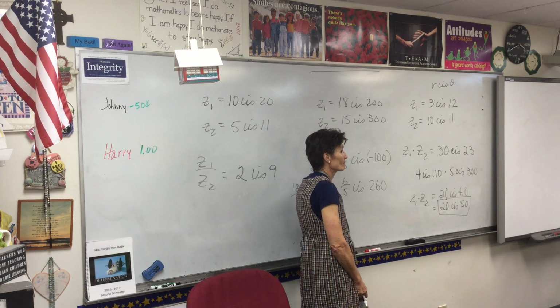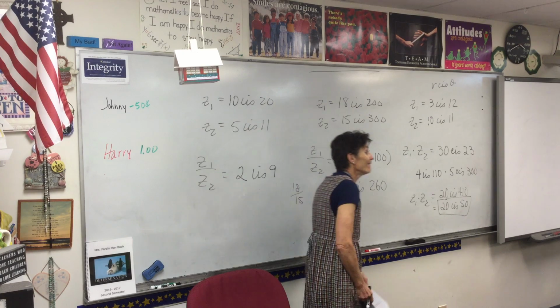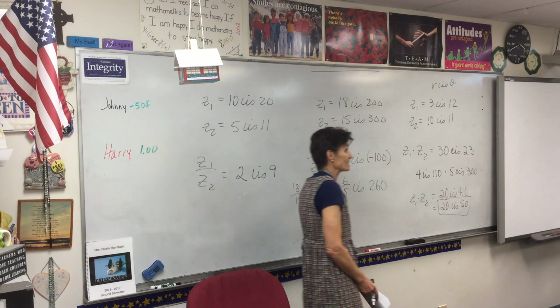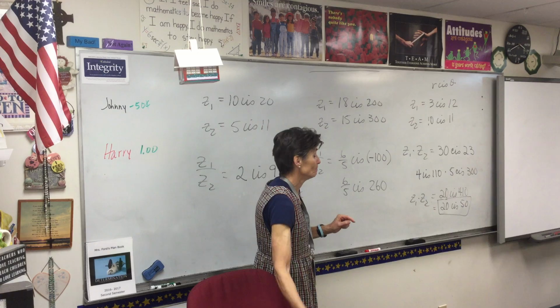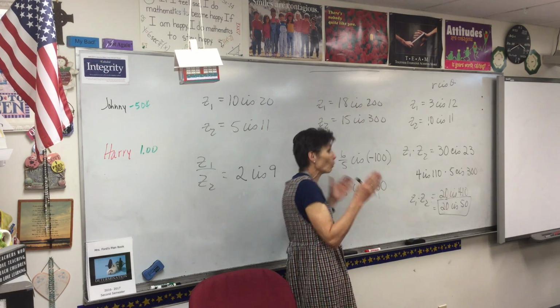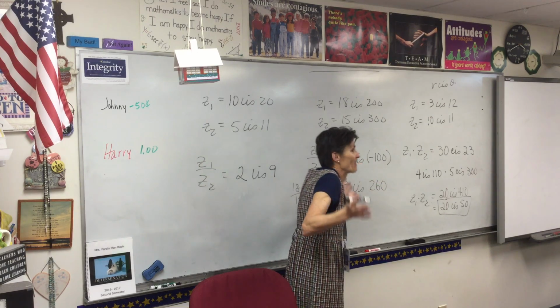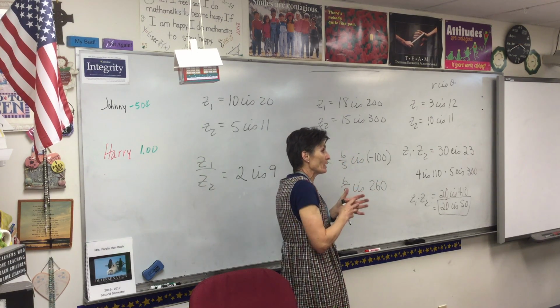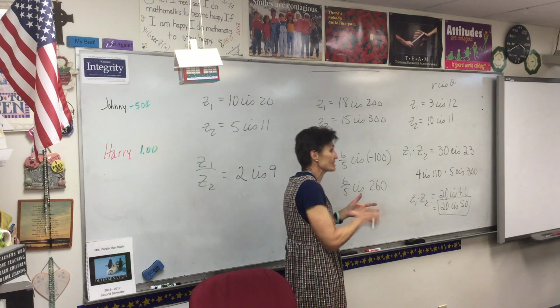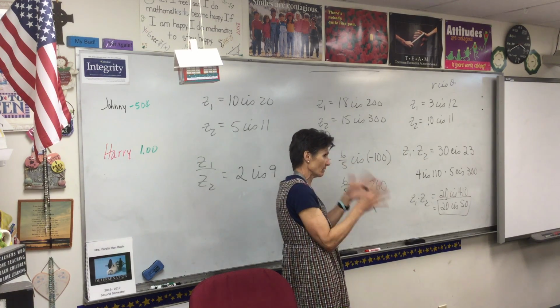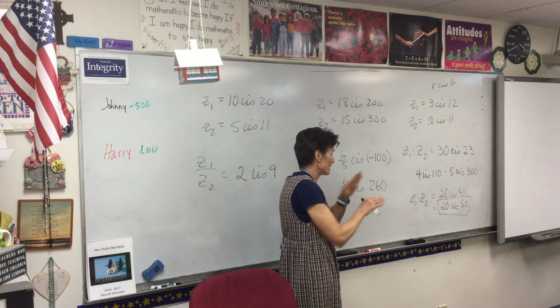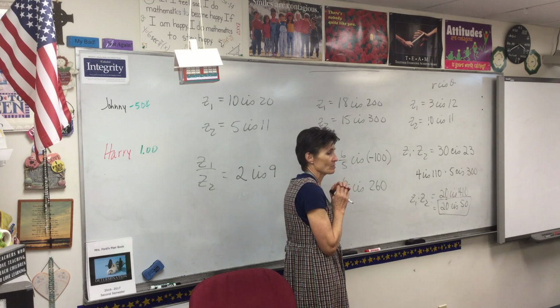Okay? It's always 360. Now, depending on the problem, you may have to add twice. So if you got a really negative 1,000, then you would have to keep adding 360s until it finally became positive. But it's always 360.